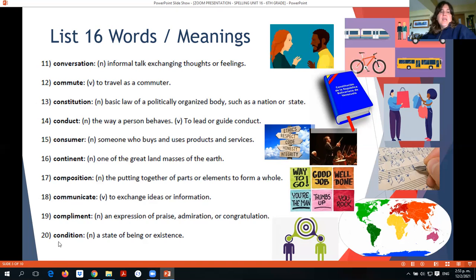Condition, prefix con. It's a state of being or existence. So, for example, you go to the doctor and the doctor evaluates your general condition to tell you if you are in a good condition or in a not so good condition.